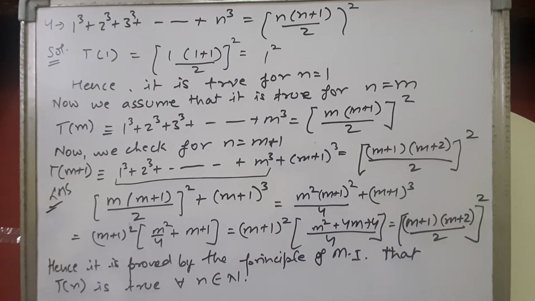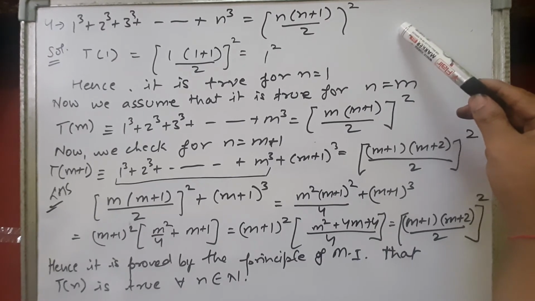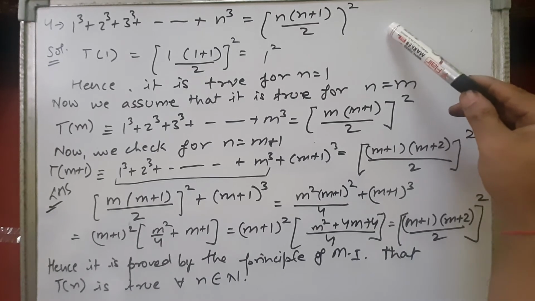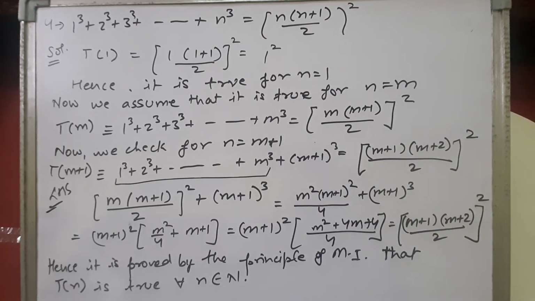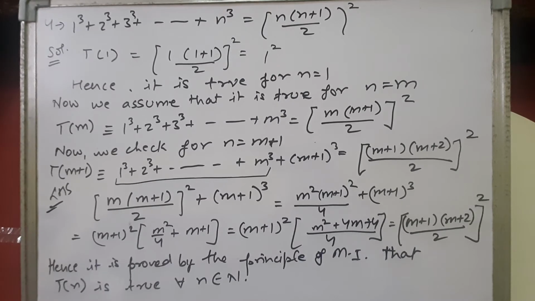In this sum it is given that using the principle of mathematical induction, prove that 1³ + 2³ + 3³ + and so on up to n³ = [n(n + 1)/2]². With this we have to prove using the principle of mathematical induction. So solving this sum, what we'll do, first we check for n = 1.